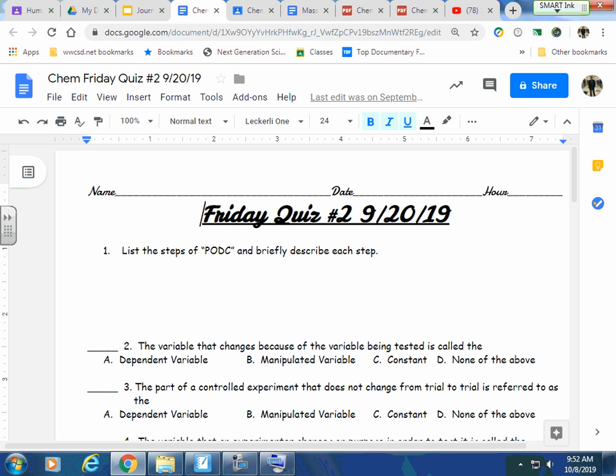Right here. Okay, first of all, the pod C thing. Oh, I can't. Not going to do that this time. So no pod C. Okay, but there is going to be questions about variables. We do need to know our variables. And we need to be able to graph those variables.